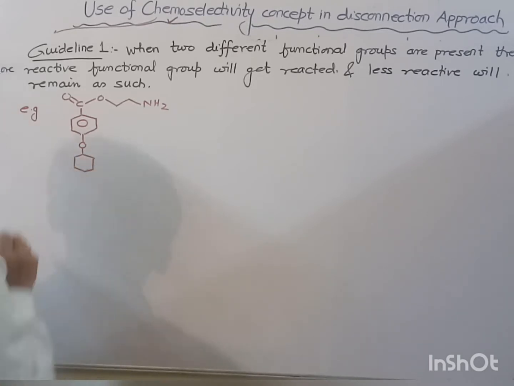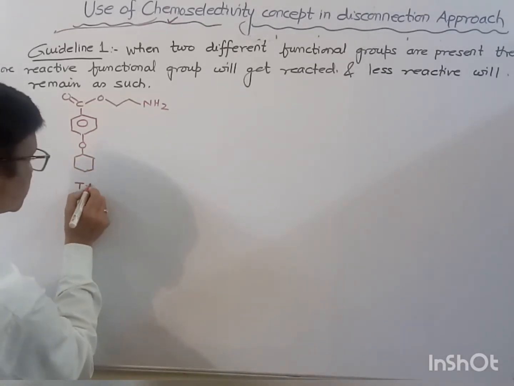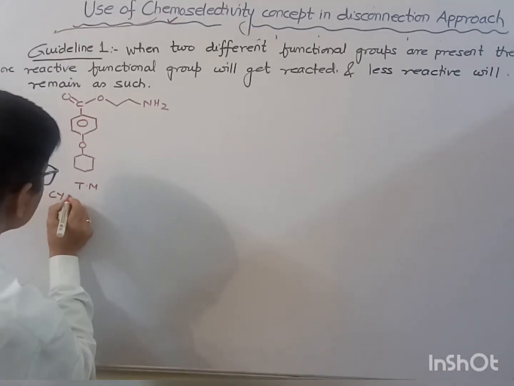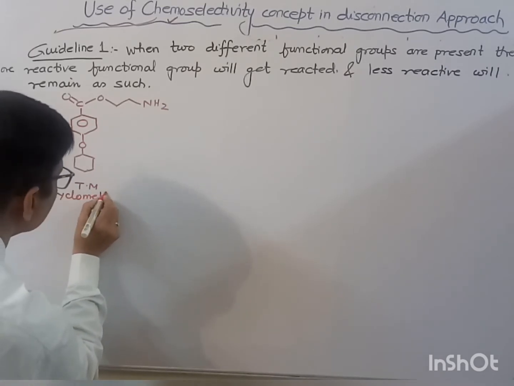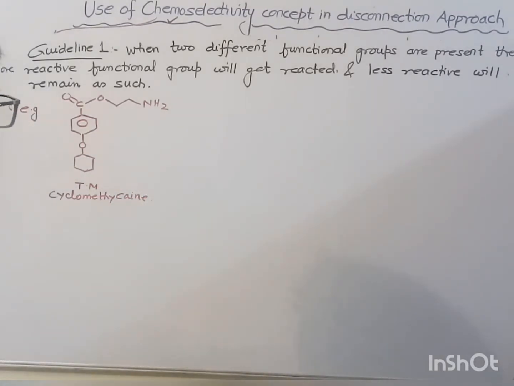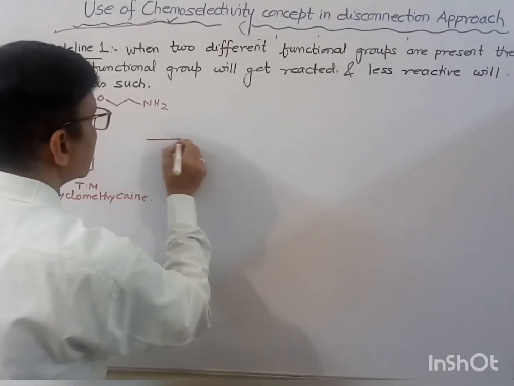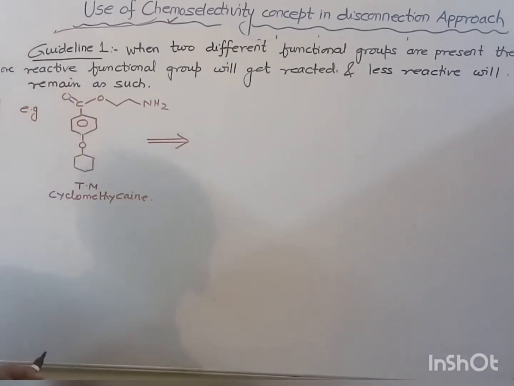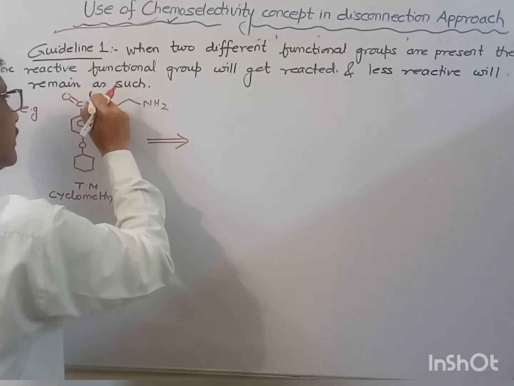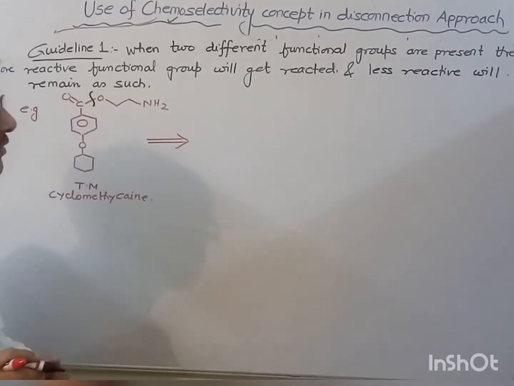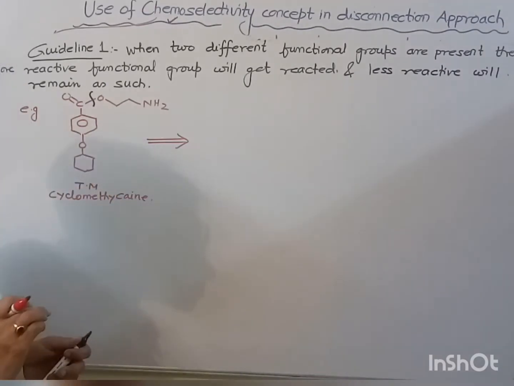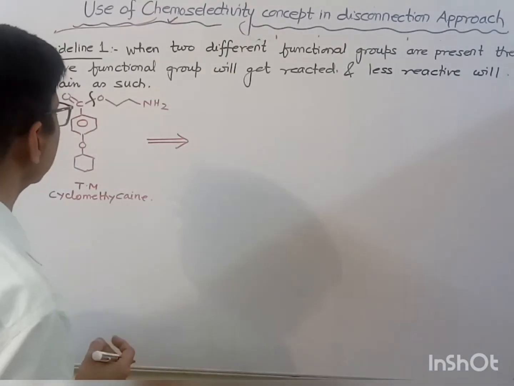This is our target molecule, and its name is cyclomethicene. Now if we disconnect it, the disconnection can be done in one of two ways. This is one of the paths, or another way that we can disconnect it from here also, to get the simpler starting material.